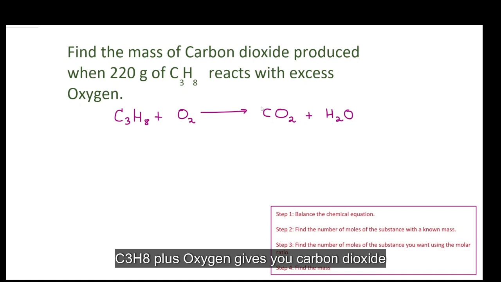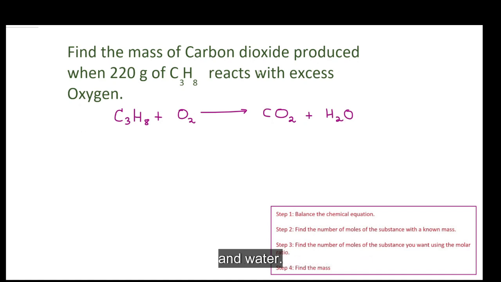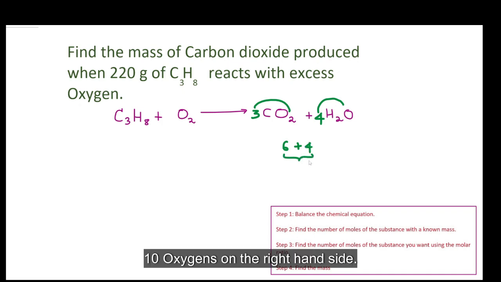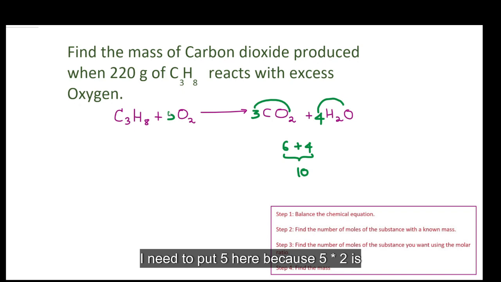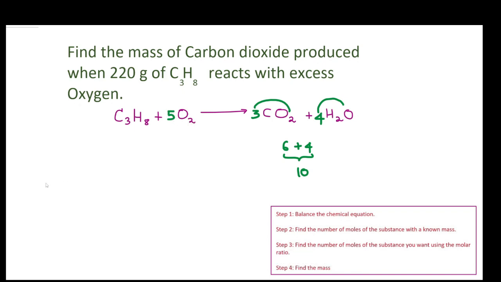C3H8 plus oxygen gives you carbon dioxide and water. Let's do the balancing. 3 carbons, 3 here, 8 hydrogens, 4 here. 3 times 2 is 6. 4 times 1 is 4. That's 10 oxygens on the right hand side. To get 10, I need to put 5 here because 5 times 2 is 10. So we just did step 1.